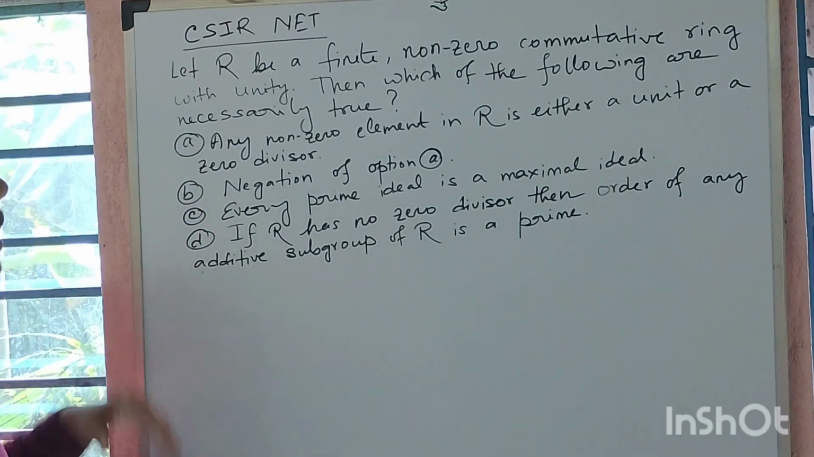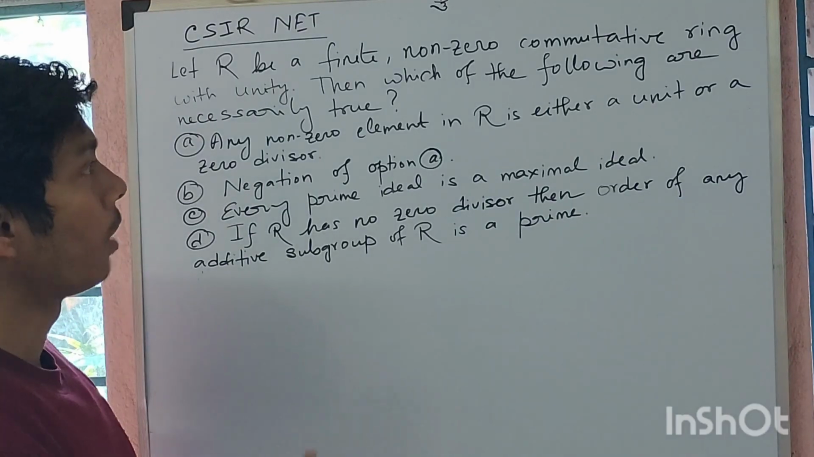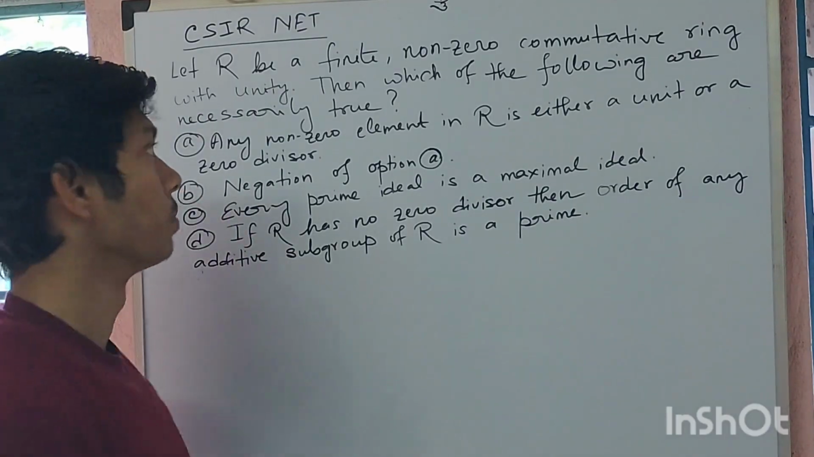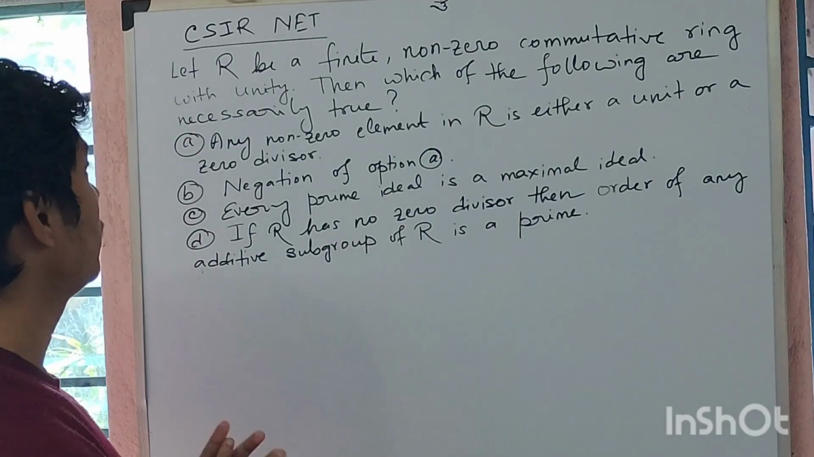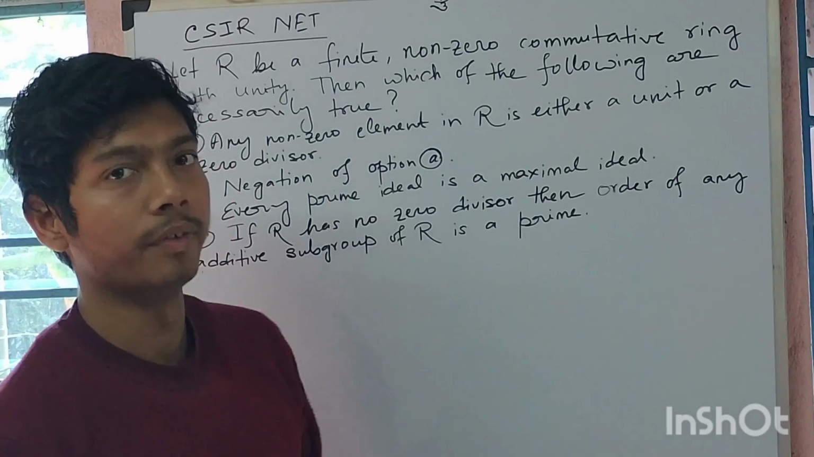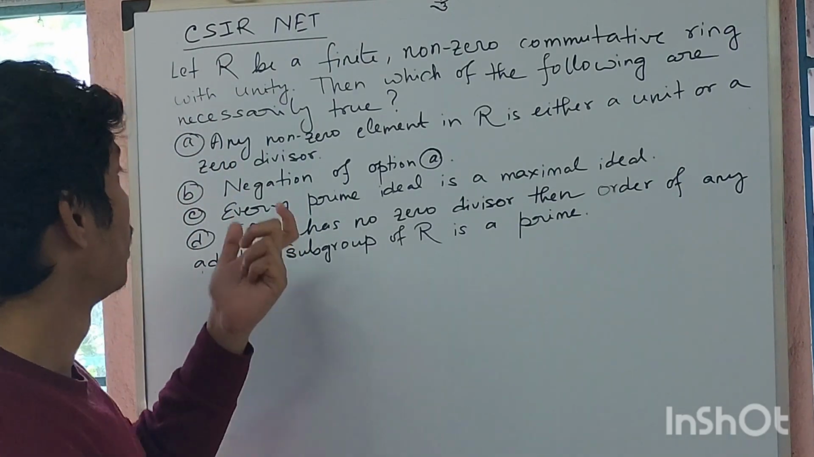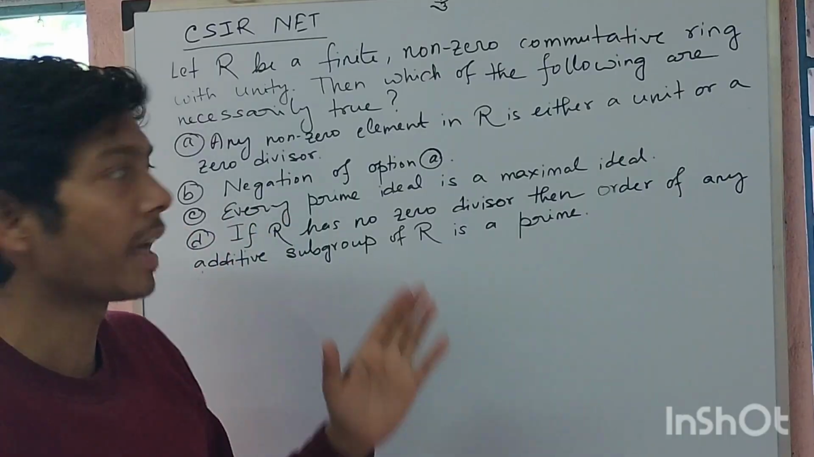It has been said that R is a finite non-zero commutative ring with unity, then which of the following are necessarily true? The first option says that any non-zero element in R is either a unit or a zero divisor. The second option is just the negation of the first option. Due to space problems, I didn't write it.